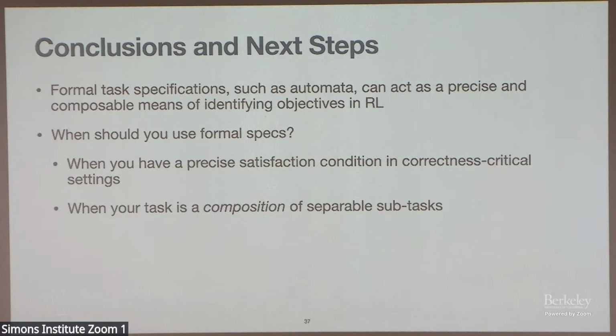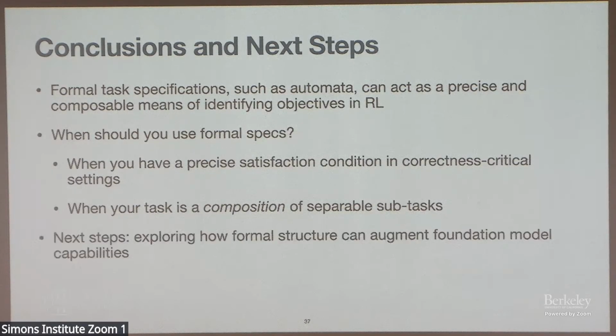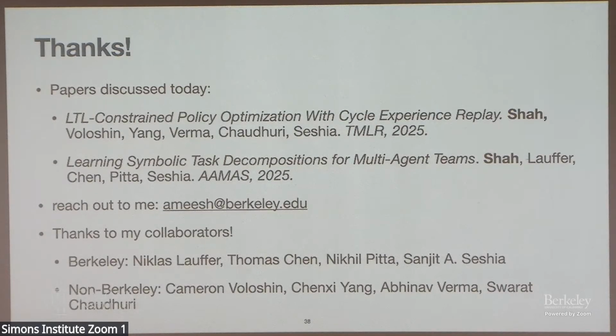So I know Bayezid 2 days ago talked about how compositionality can be helpful in a multitask setting. We talked about a multi-agent setting today. And one thing that we're looking at now is exploring formal structure in foundation models. So we've left RL, but we're still interested in seeing how using this sort of symbolic structure can be useful in that context. So thanks to my collaborators, and thank y'all.